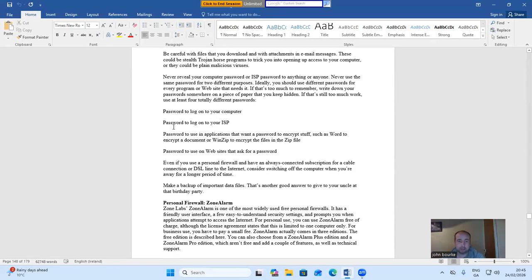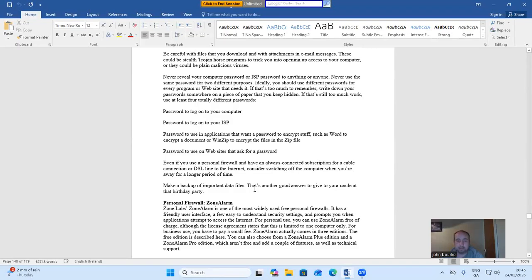Password to log onto your computer, password to log onto your ISP, password to use applications that want a password to encrypt stuff, such as Word or to encrypt files in WinZip, and password to use on websites that ask for a password. Even if you use a personal firewall and have an always connected subscription for a cable connection or a DSL line to the internet, consider switching off the computer when you're away for long periods of time.